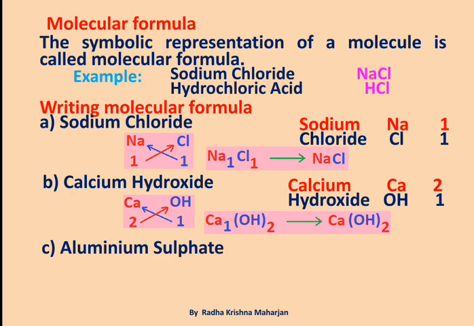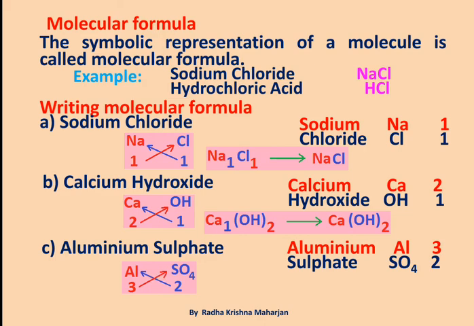C. Aluminium sulfate. Aluminium Al3, sulfate SO4 2. Al3 SO4 2 exchange their valency. Al2 SO4 3, that means Al2(SO4)3.